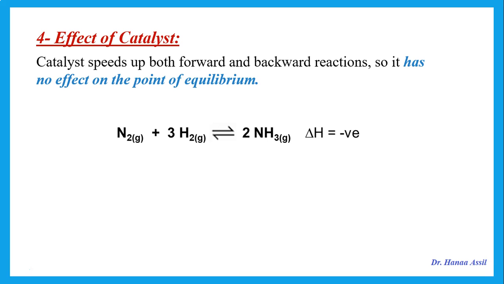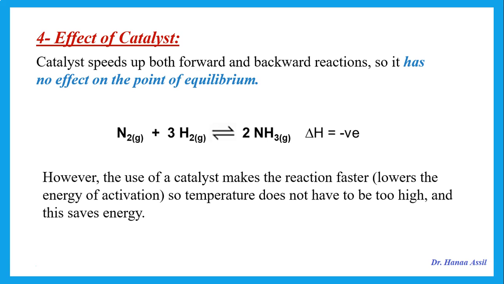Effect of catalyst. Now, we should know that a catalyst is a substance that speeds up any reaction. For a reversible reaction, the catalyst speeds up both forward and backward reaction. So, nitrogen and hydrogen to form ammonia, and ammonia breaking up to form nitrogen and hydrogen, both of these reactions will be faster. So actually a catalyst does not force this reaction to go more forward or more backward, so it has no effect on the point of equilibrium.